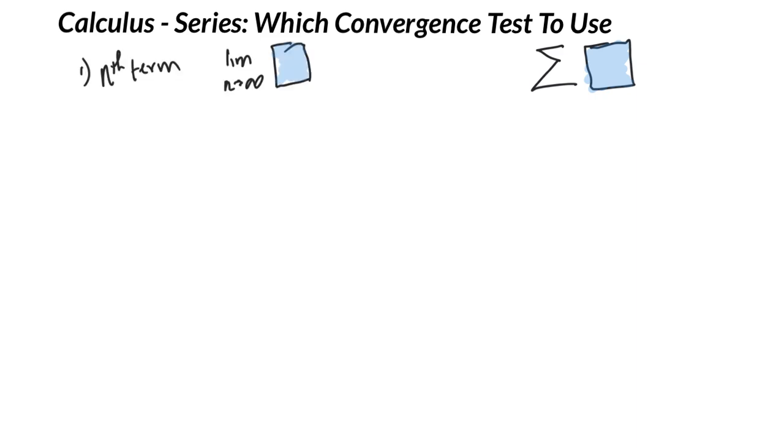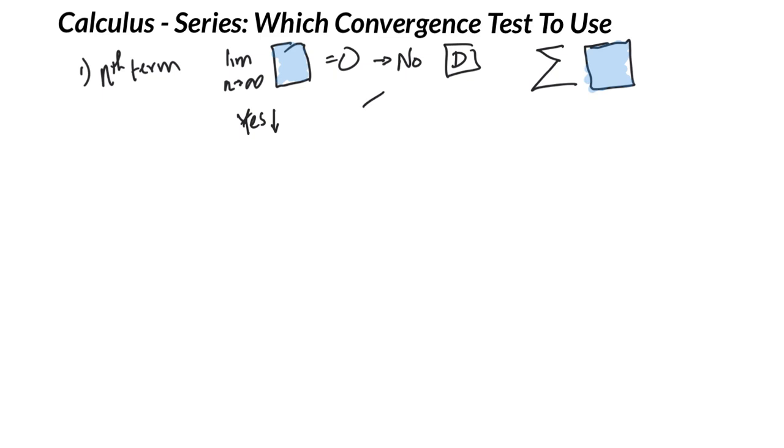The first one I'd use is called the nth term test, or sometimes called the divergence test. And this is where you just say, is the limit of my expression equal to 0? And if the answer is no, then we're done. It diverges. If the answer is yes, well, then we have to go to a different test.